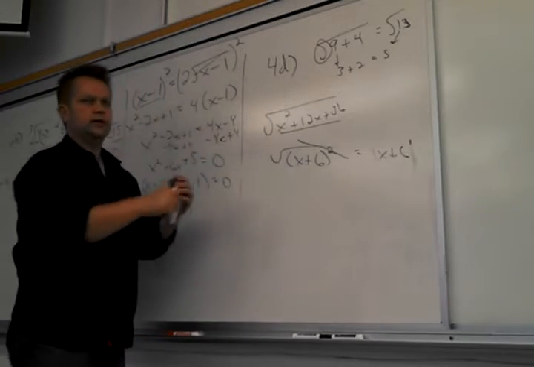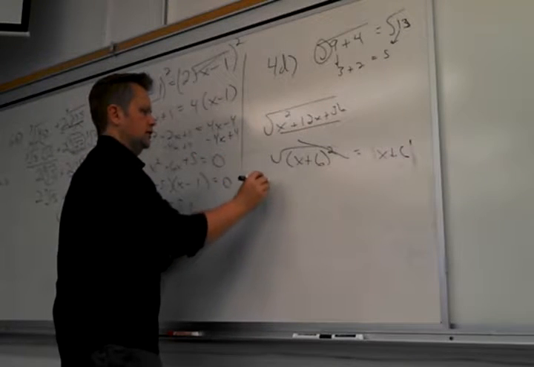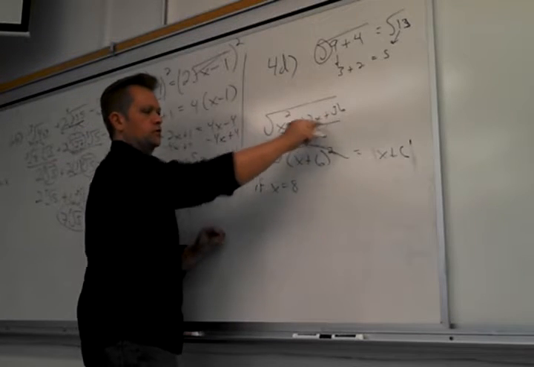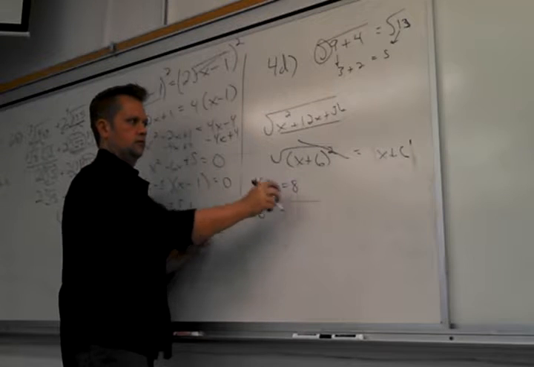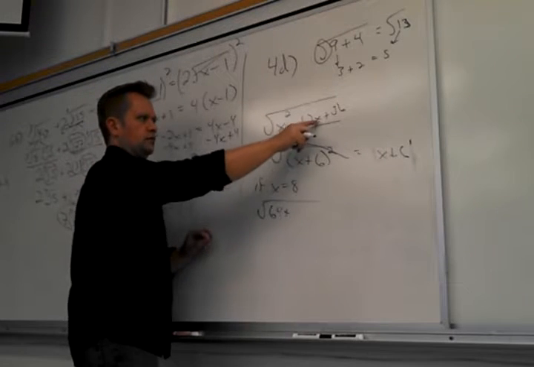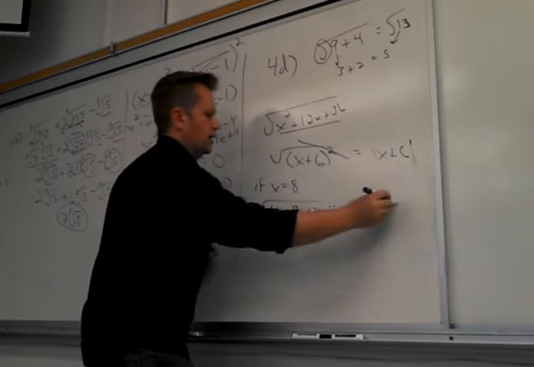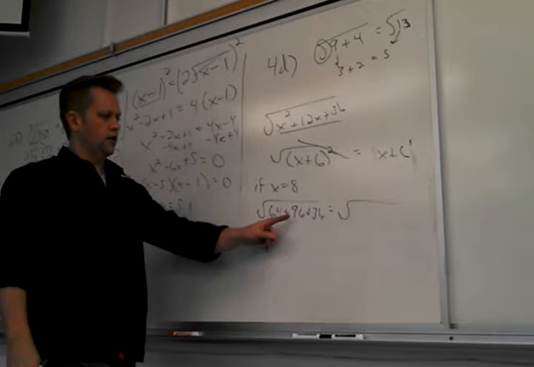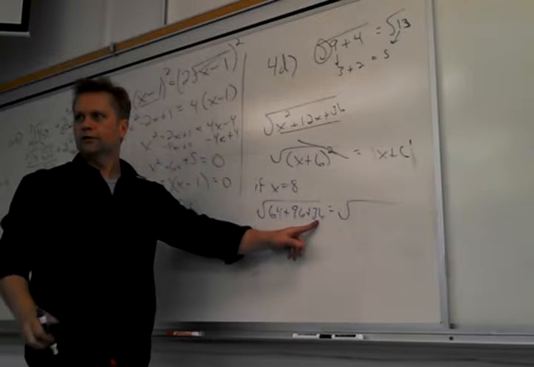Give me a number for x. 8. Okay. So if x is 8, what's x squared plus 12x plus 36? Somebody help me out. Now x squared would be what? 64. 12 times 8? 96 plus 36. And what's all that? Let's see. It's a lot of numbers. 4 and 96 is 100, plus 60 is 160, plus 36 is 196.